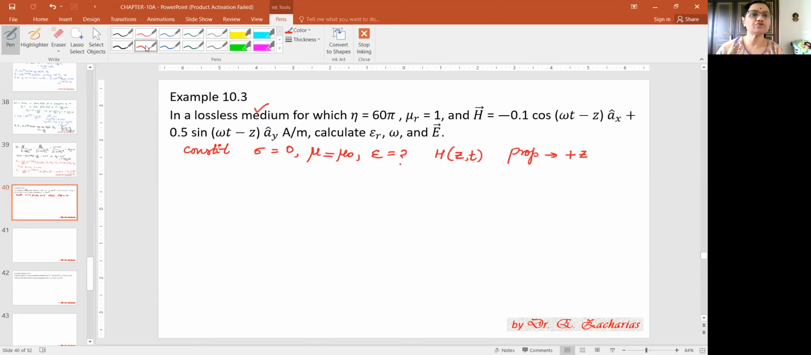Now, how do we approach these kind of problems? And what are you asked to find out? You're asked to find out epsilon r, relative permittivity. So let's start off with doing that part. Which is the equation which involves this? Let us see. And look at the parameters given. Sigma is given as 60 pi. And it is a lossless medium.